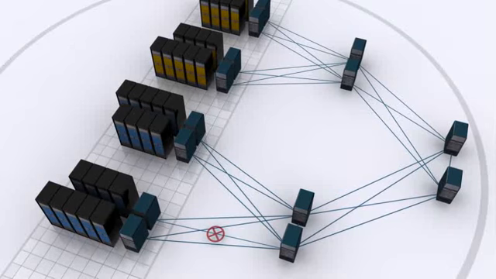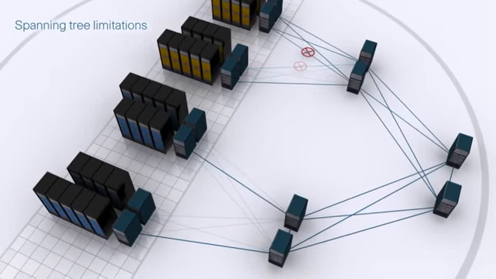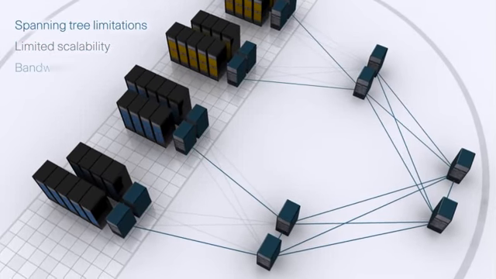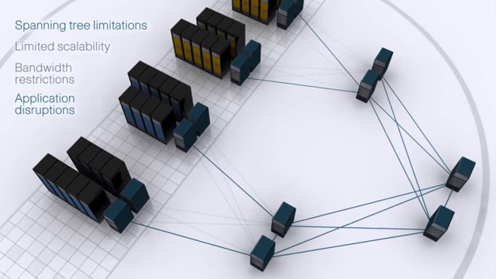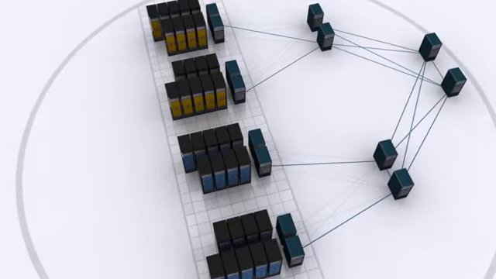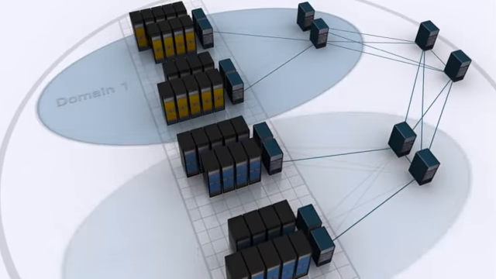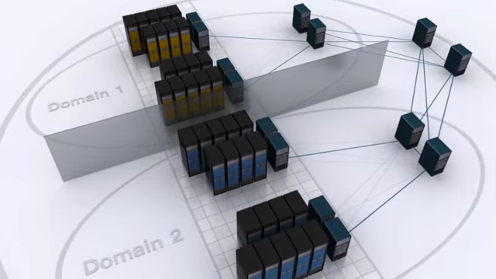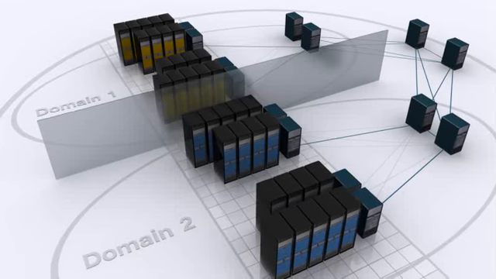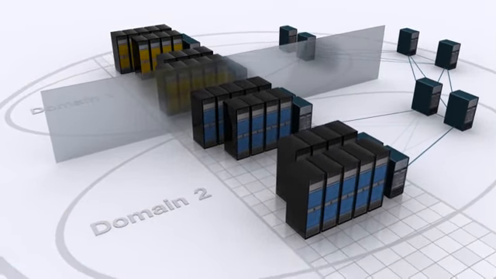Today, deploying Layer 2 domains is hampered by spanning tree limitations, which block links to avoid network loops. This blocking limits scalability, creates bandwidth restriction, and can cause application disruption when converging around failed links. To maximize stability and scalability in a spanning tree environment, IT deploys smaller Layer 2 domains with Layer 3 boundaries. However, to scale virtualization and HPC applications requires larger Layer 2 domains to maintain server connectivity in the same VLAN.